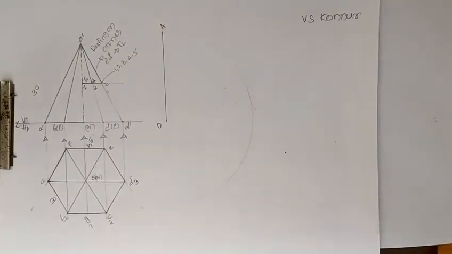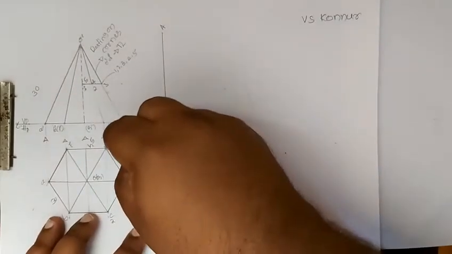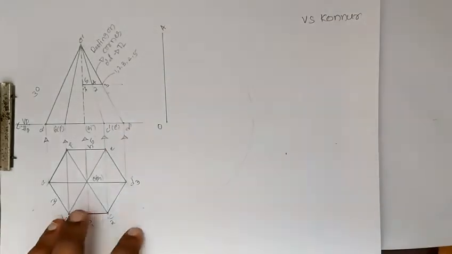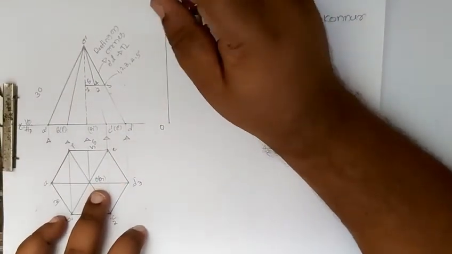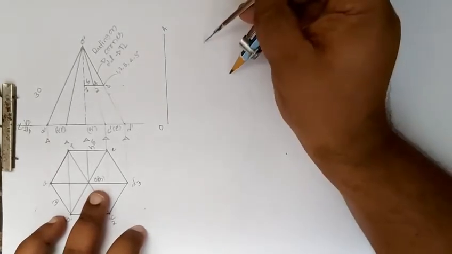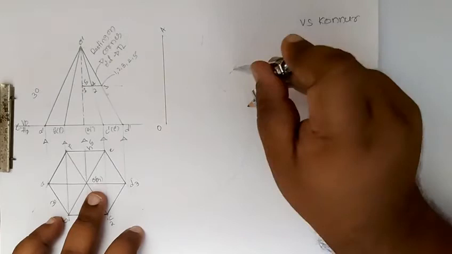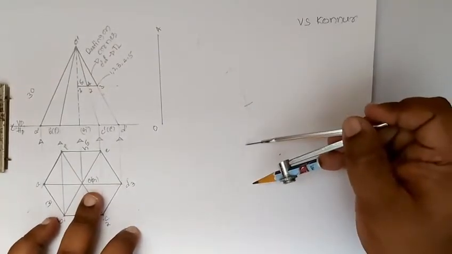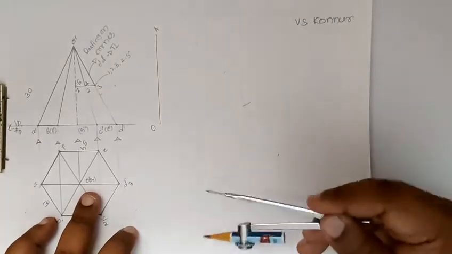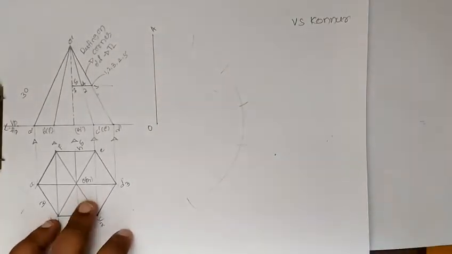Now we'll take a distance of 30 mm. 30 mm is the distance of one edge, and then from A I will cut, we'll make it 6 parts. This arc I will make 6 parts, because it is a hexagon. Because of that we are making it as 6 parts. So I made it 6 parts.